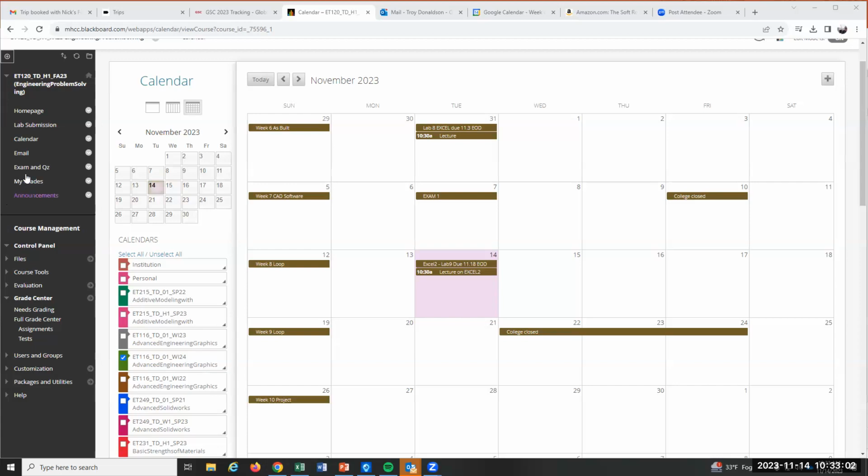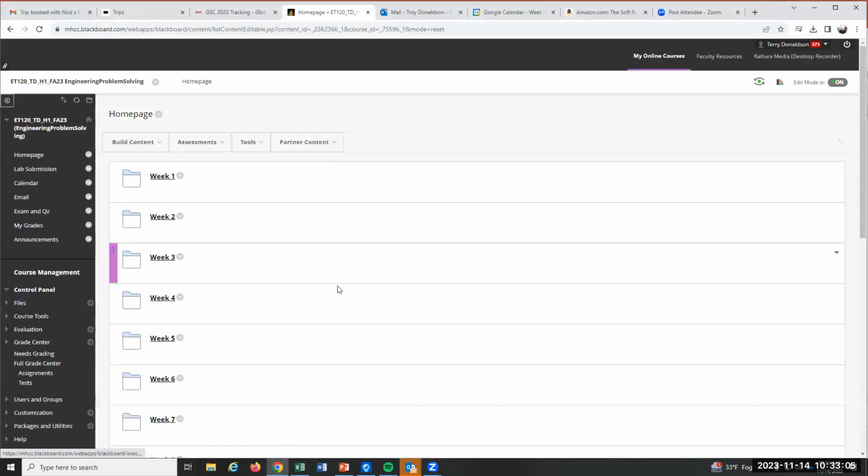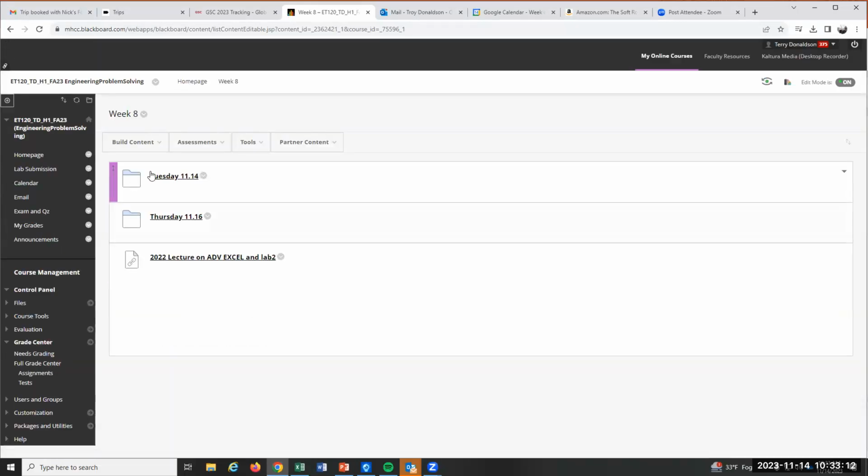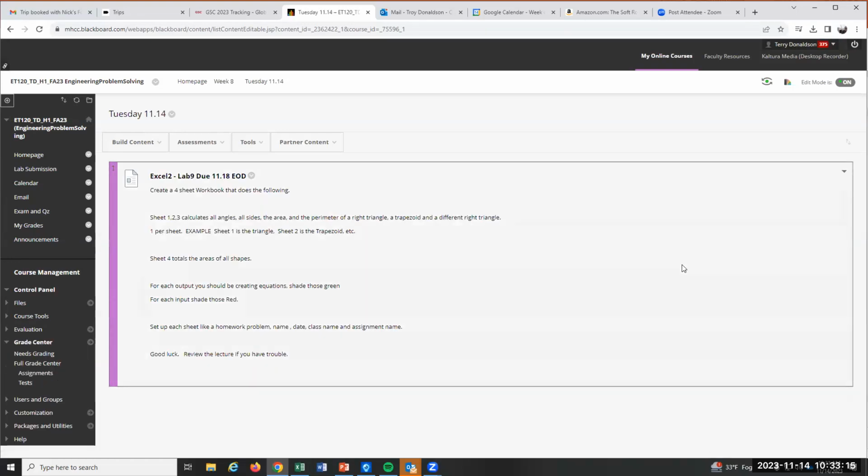So the project is to create a spreadsheet that has multiple sheets. So if you don't know what that means, I'll show you that, but it says create a 4-sheet workbook that does the following. So it's one file, but you can add sheets in Excel. Okay. And then the sheets can interact with each other. So you can pull information from one sheet to another sheet to a final sheet that sums things up.